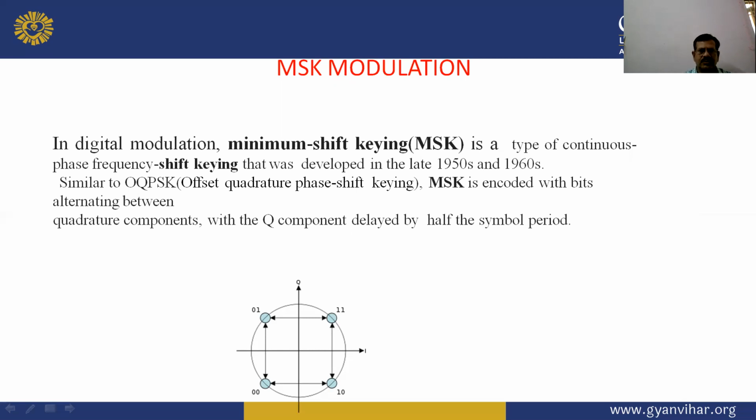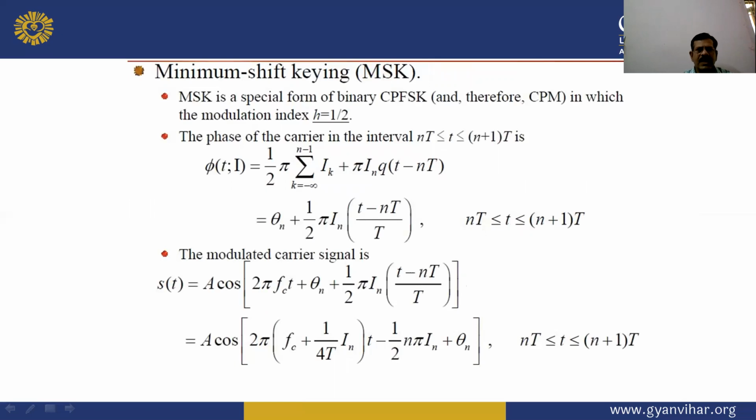MSK is a special form of binary CPFSK and therefore CPM, in which the modulation index h equals 1/2. The phase of the carrier in the interval nT is less than or equal to t, less than or equal to (n+1)T. So this is the interval of the carrier.